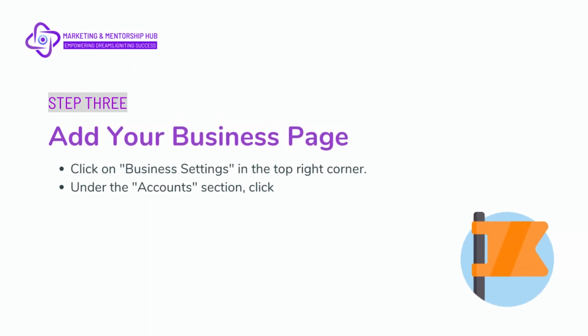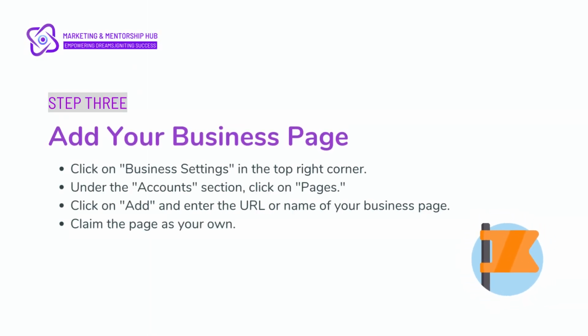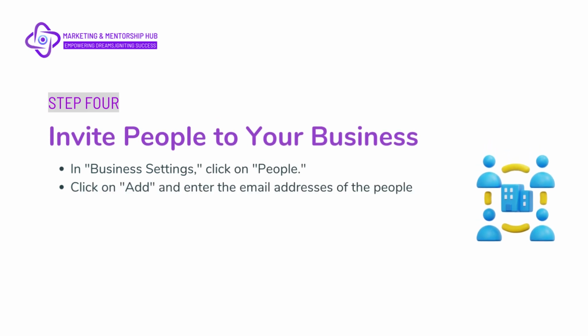Step three, add your business page. Claim your business page. Go to Business Settings, then go to Pages and tap on Add Page URL or Page Name.